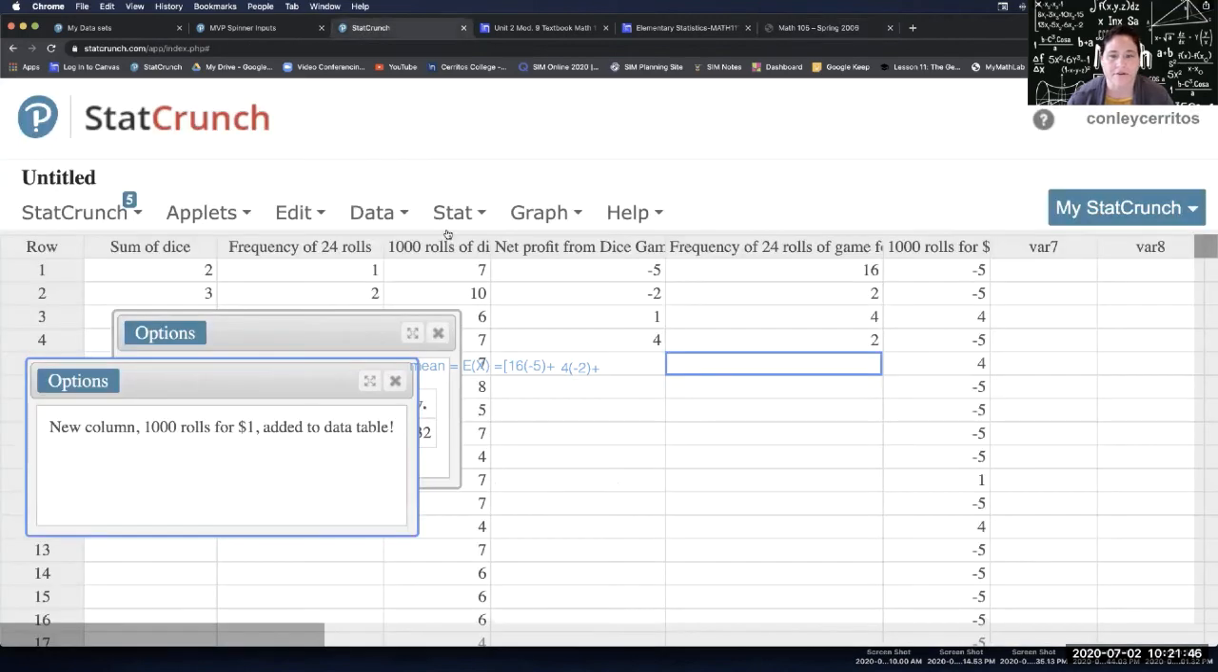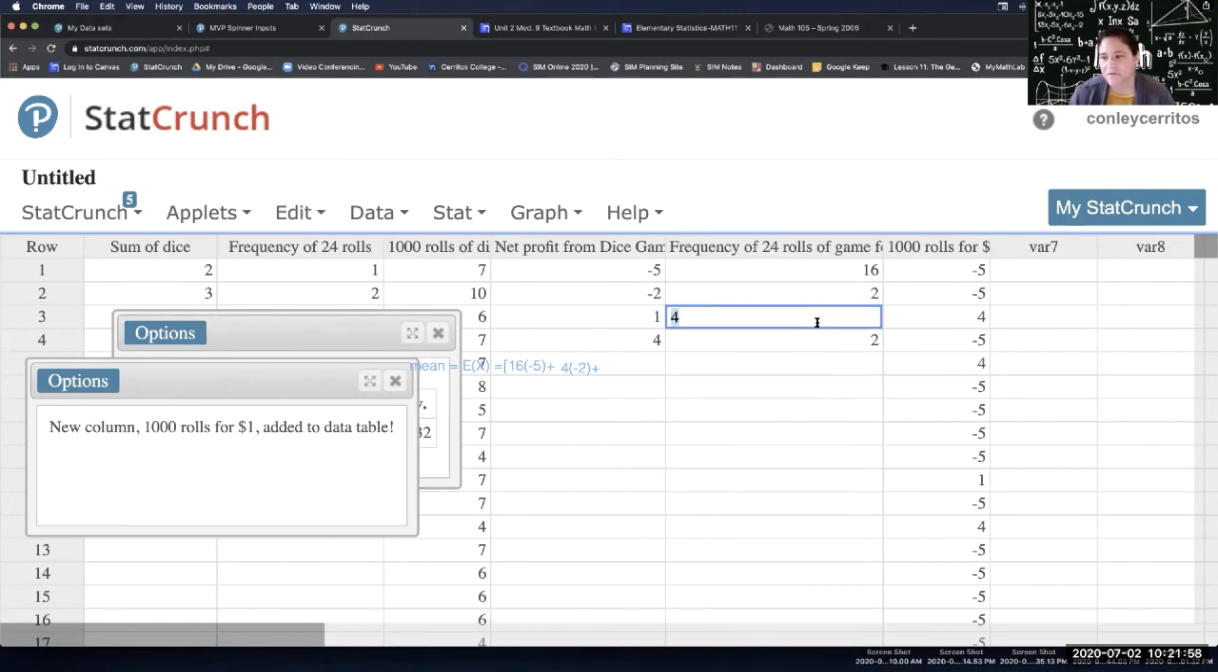Let me go back to StatCrunch. So here's what I'm doing. There are 16 times that I'm going to lose $5. There's 2 times that I'm going to lose $2. And then there's 4 times that I'm going to make $1. And then 2 times that I'm going to make $4.